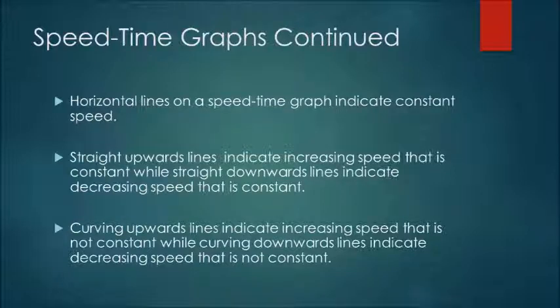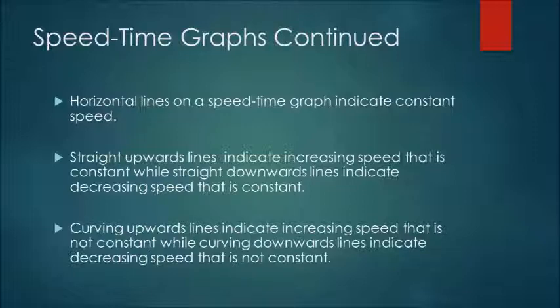Horizontal lines on a speed time graph indicate constant speed. When we think back to distance time graphs, horizontal flat lines meant no motion. On a speed time graph, there's definitely motion. We're just traveling at the same speed, not getting any faster or slower. Straight upward lines indicate increasing speed that is constant, while straight downward lines indicate decreasing speed that is constant. We're either getting faster or slower, depending on whether the line is pointing upwards or downwards. And if it's straight, then it's constant.